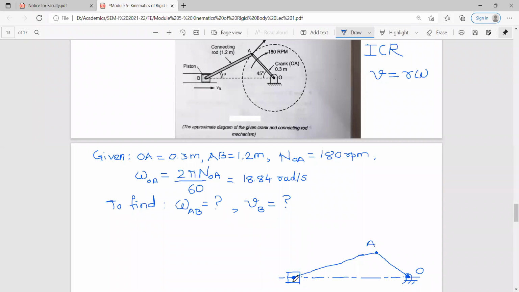Okay, OA, and this point is point B. Okay, it is the mechanism. Now, this link OA is turning about point O at 180 RPM, 180 revolutions per minute. And link OA is making an angle with horizontal equal to 45 degree.